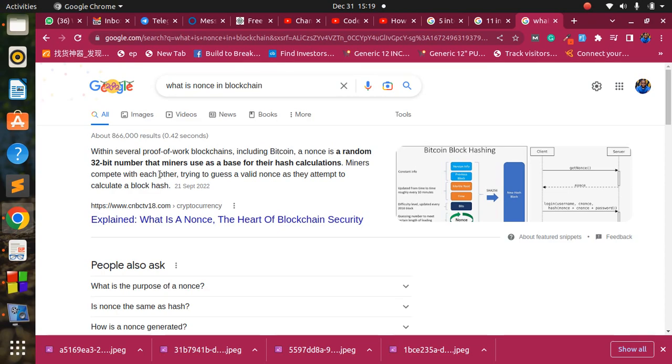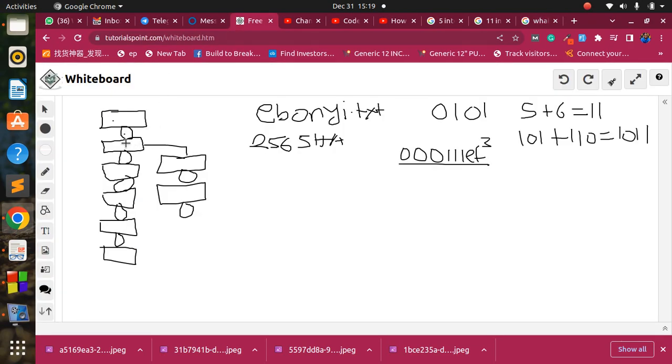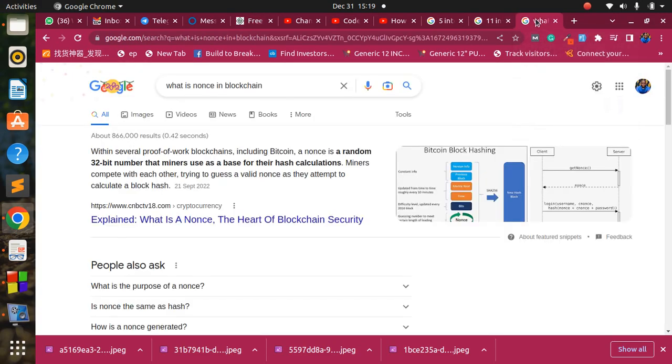It means they use this nonce to be able to find the random number. What that is trying to tell us is how this key is found, the process by which it is found. So you have to be careful about the keywords you are hearing or reading about. So you've seen what nonce is in blockchain. Within several proof of work blockchains, including Bitcoin, a nonce is a random 32-bit number. Remember that there are other blockchains that don't require proof of work.